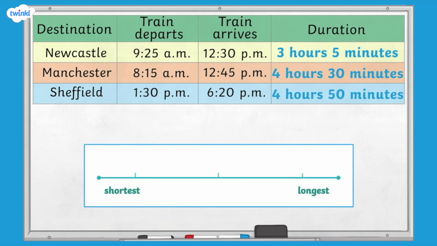Now that we know the durations of the train journeys, we can compare them. We can see that the duration of the train journey to Newcastle is the shortest, followed by Manchester, and finally Sheffield is the longest train journey.